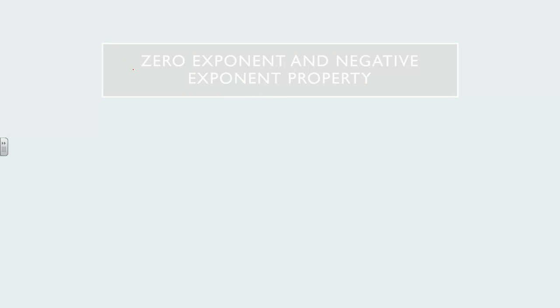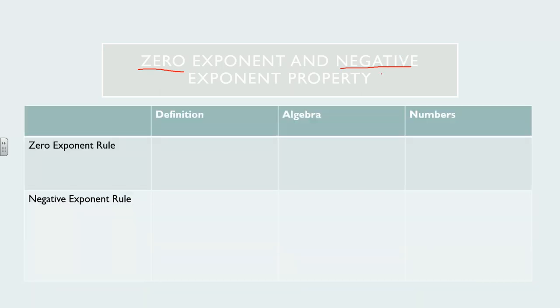All right, so 2 properties. There's a bunch of rules, about 7 rules you have to remember when it comes to exponents. The first one is the zero exponent property, and then the next one is the negative exponent property. Pretty simple to go through and learn.